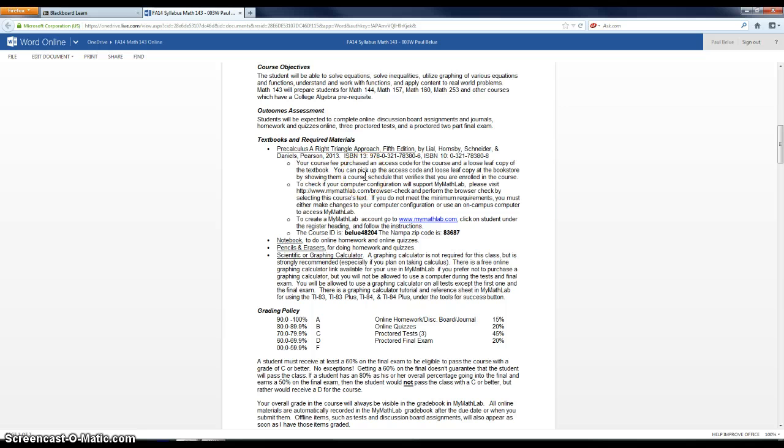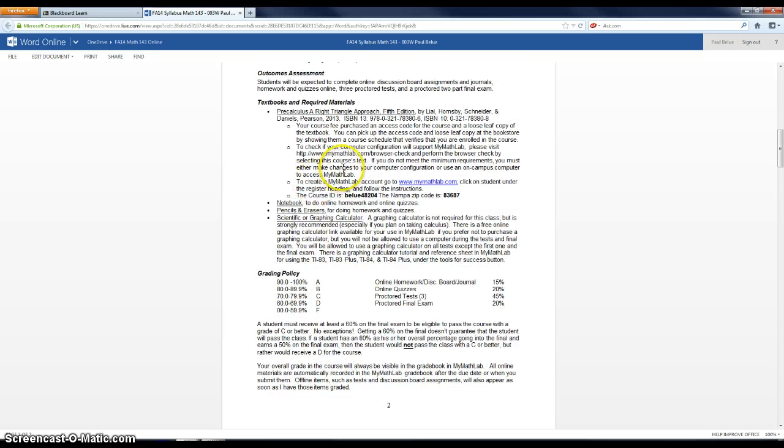You can pick up that access code and the loose leaf copy of the textbook at the bookstore by showing them a schedule that verifies that you are enrolled in the course. Once you get your access code, you'll want to go to My Math Lab and create a My Math Lab account. And to do that, you're just going to click on the student button under the register heading. This is the course ID. When it asks for a course ID, go ahead and put that in, and also when it asks for a zip code, put in this zip code.